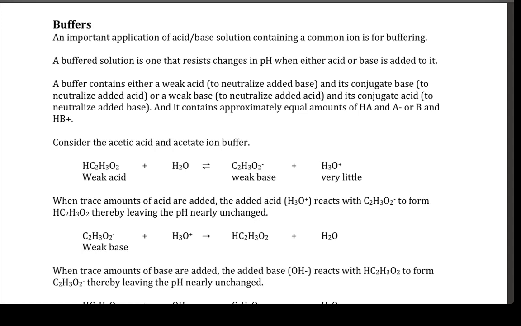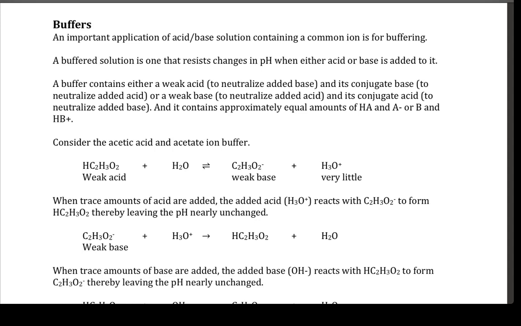When trace amounts of acid are added, the added acid, like HCl, but the important part of it is H3O plus, it would react with C2H3O2 minus to form HC2H3O2, thereby leaving the pH nearly unchanged. So we have our acetic acid acetate ion buffer. That's our first reaction we're seeing there.